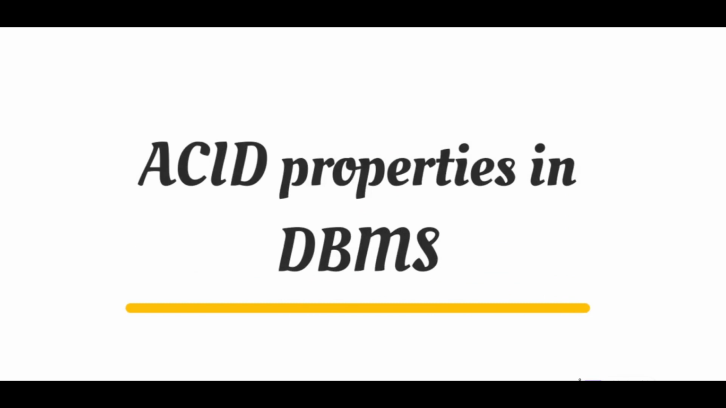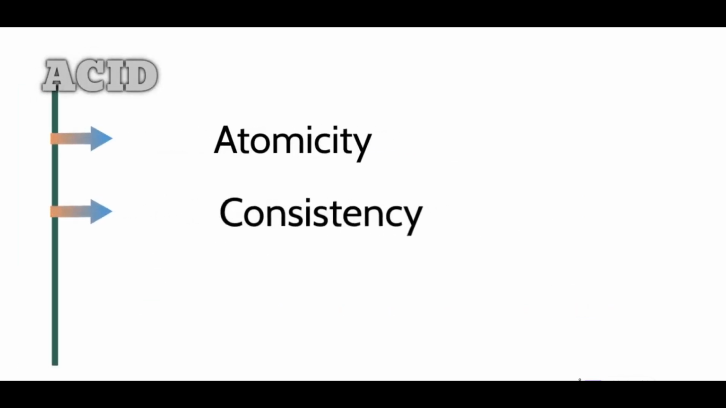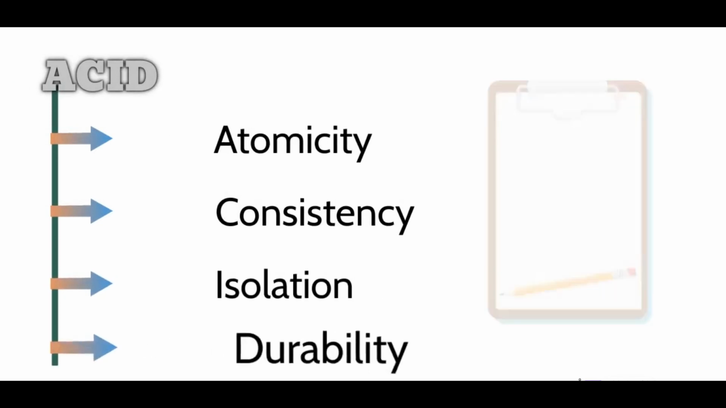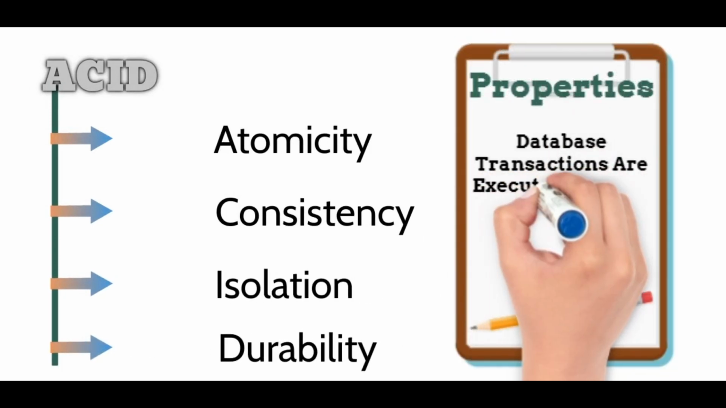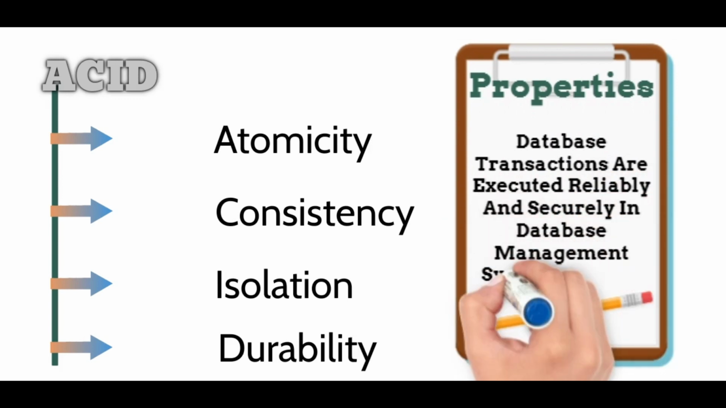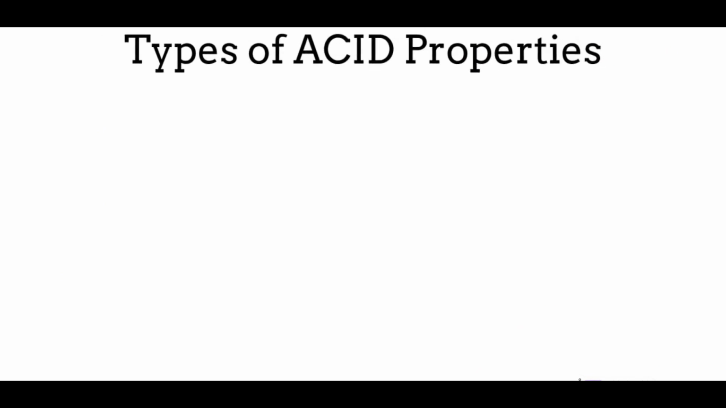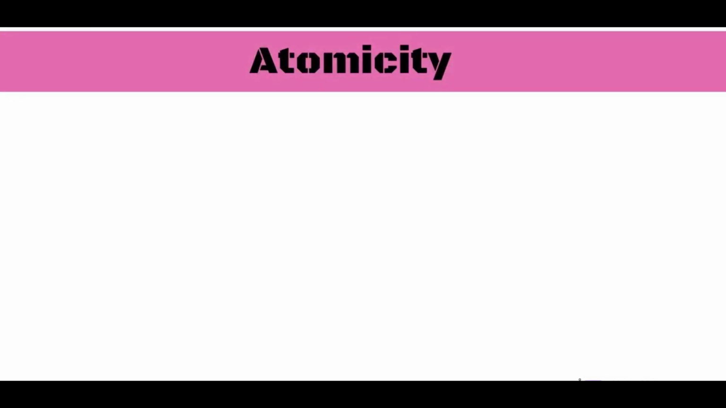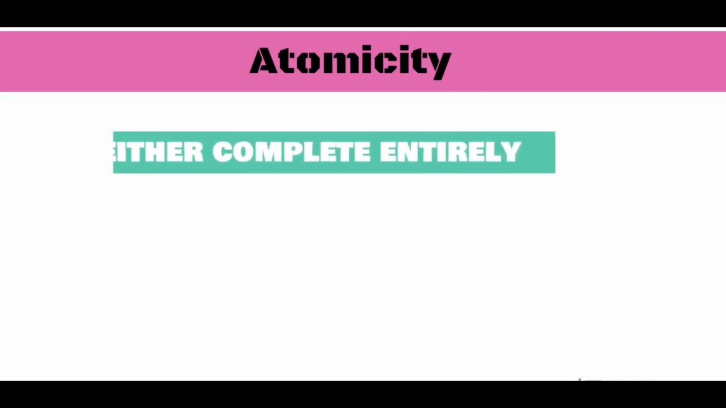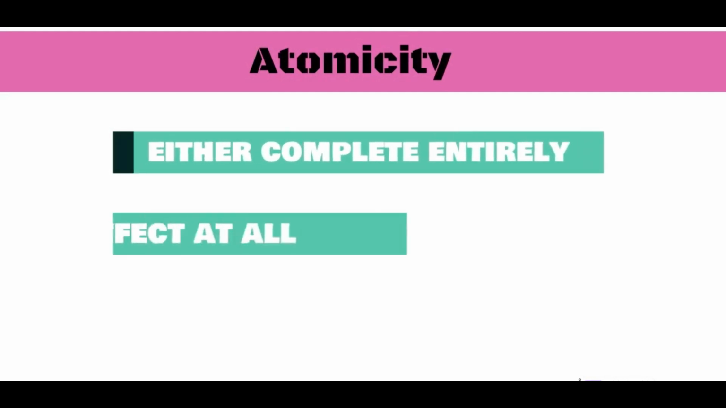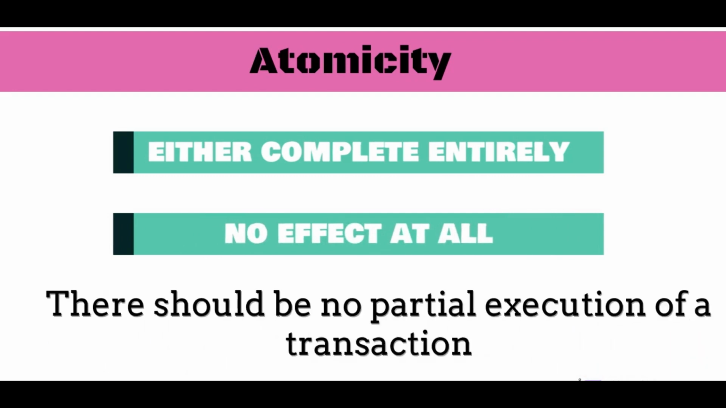ACID properties in DBMS. ACID stands for atomicity, consistency, isolation, and durability. It represents a set of properties that ensure database transactions are executed reliably and securely in a database management system, DBMS. Types of ACID properties: atomicity. Transactions are treated as a single indivisible unit of work. They must either complete entirely or have no effect at all. There should be no partial execution of a transaction.